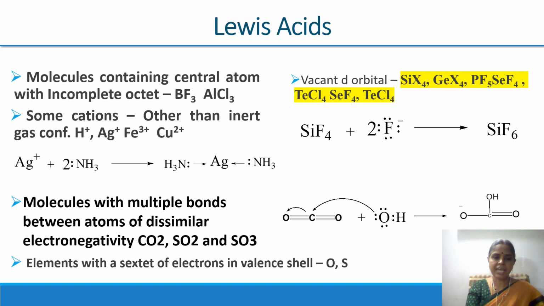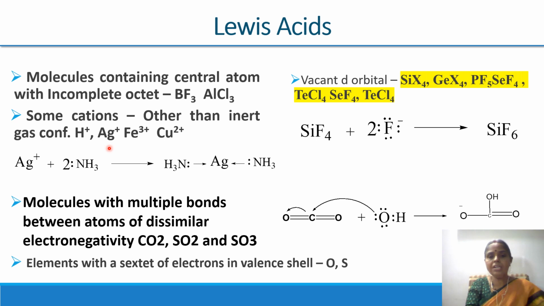Now, what are Lewis acids? What kind of compounds can be Lewis acids? Compounds containing a central atom with an incomplete octet. That means even after compound formation, the central atom, here boron, here aluminum, both do not have an octet of electrons. So, such compounds are Lewis acids. Some cations which do not have an octet of electrons or an inert gas configuration are also Lewis acids. Those that have an octet of electrons or an inert gas configuration are not Lewis acids.